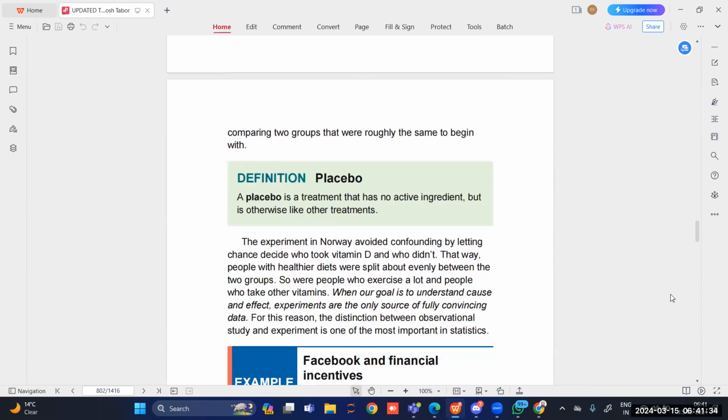So now the next definition is placebo. How do you pronounce it, Zaid? Placebo. Okay, placebo. A placebo is a treatment that has no active ingredient but is otherwise like other treatments. So it is not a specific treatment, but it is like other treatments.